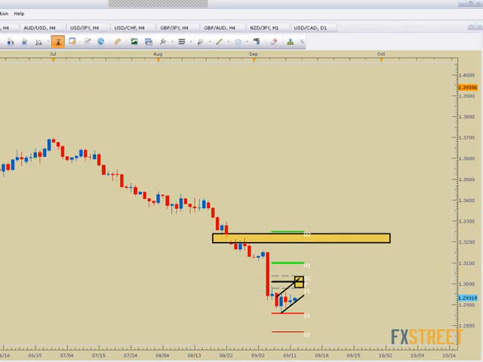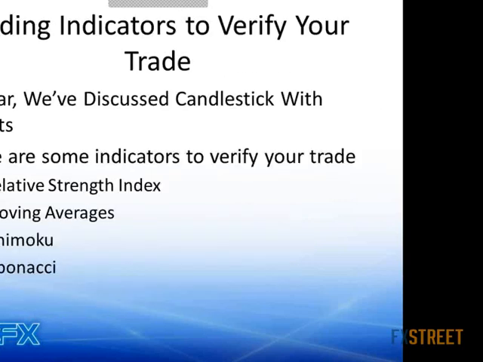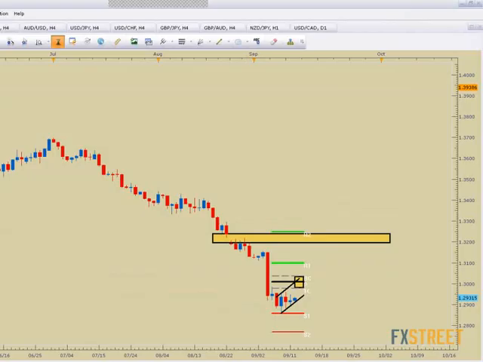All right, so I hope this checklist helps. Again, always want to look at what the trade size will be. That's always an important question. In terms of adding other indicators, I think pivots can enhance other indicators, whether it's RSI, moving averages. I think I talked about dollar CAD a little bit earlier.